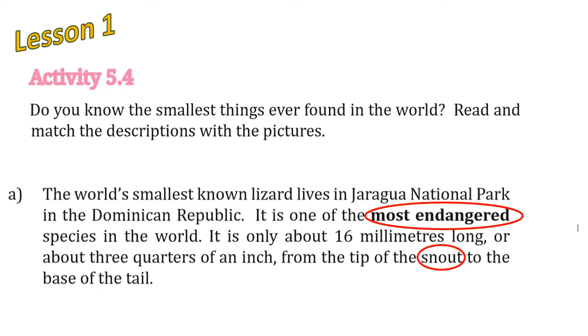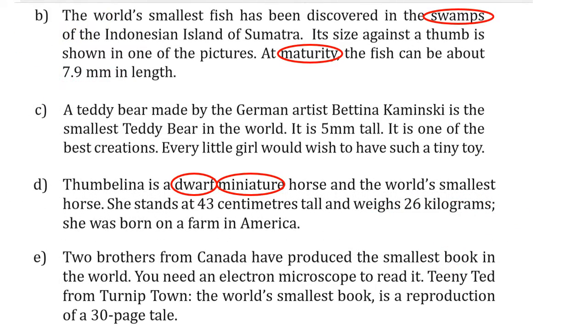Most endangered, that means at risk of no longer existing. Snout, the long nose, an area around the mouth of some animals. Swamps, a type of wetland. Maturity, that means the state of being fully grown. Dwarf, that means much smaller than the normal size. Miniature, again very small.